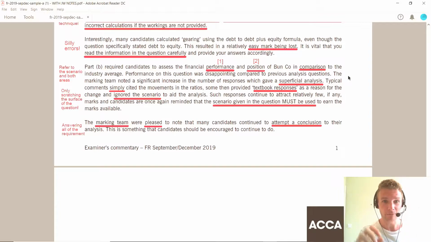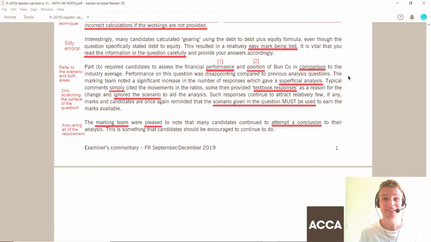refer to the scenario. There were too many answers that were superficial or textbook responses, as the external examiner pointed out, and not enough being specific to the actual scenario. You've got to be specific to the actual industry average and what is going on in the question. If you don't do that, you are limiting your marks again. It keeps on coming up again and again. It's not just in this paper, but in audit, in corporate reporting, in various other exams. Be specific to the actual requirement. That is fundamental to you.